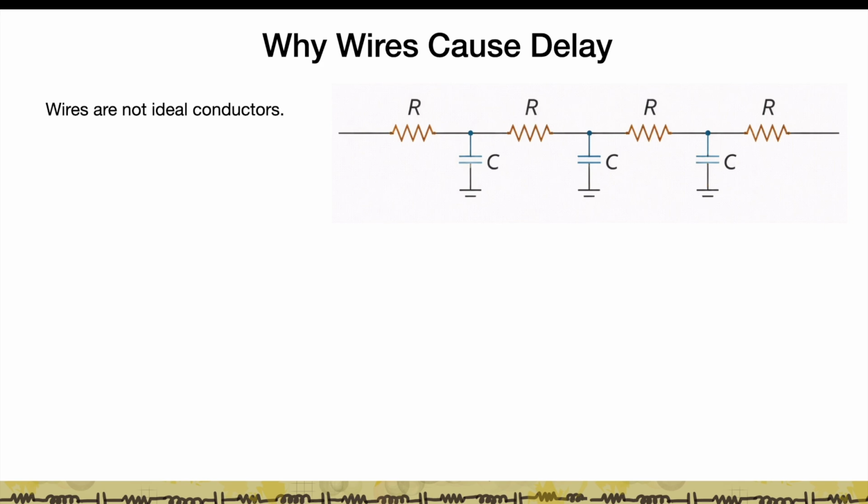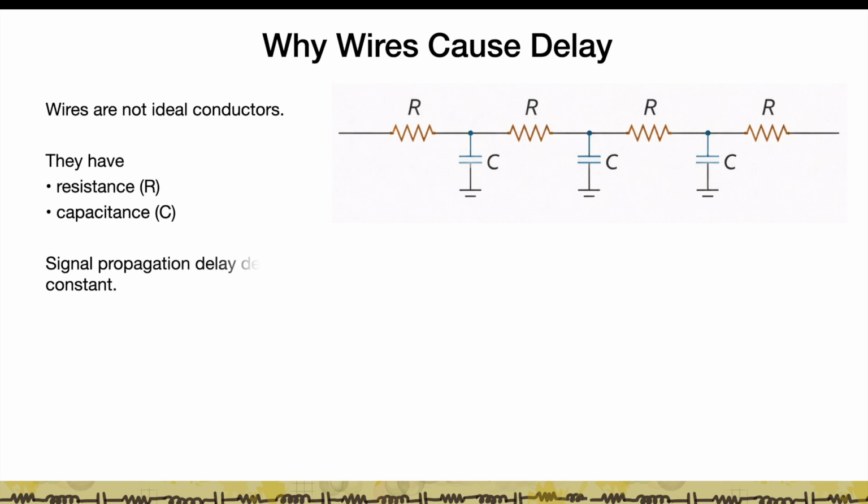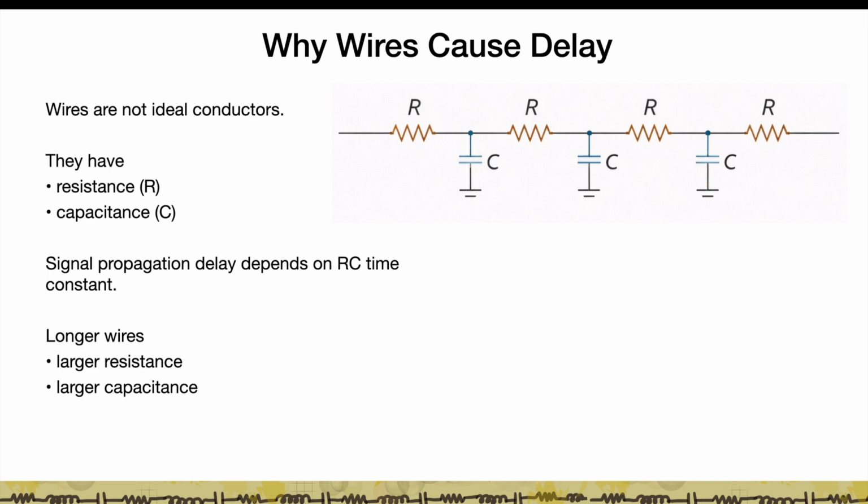So, why do wires slow things down? Weren't we told in school that wires are ideal conductors? At the scale of a chip, they're not. Real metal interconnect has two properties that cause delay: resistance and capacitance. Resistance comes from the finite conductivity of the metal. The wire fights the current passing through it. Capacitance comes from the electric field the wire forms with its neighbors and the substrate beneath it. It's essentially an unintended capacitor built into every connection.